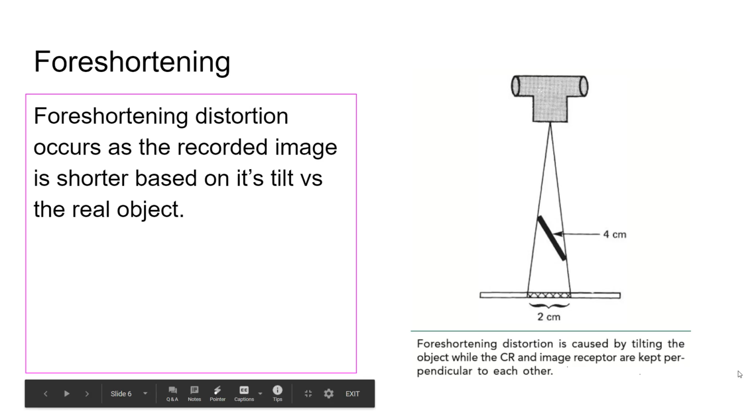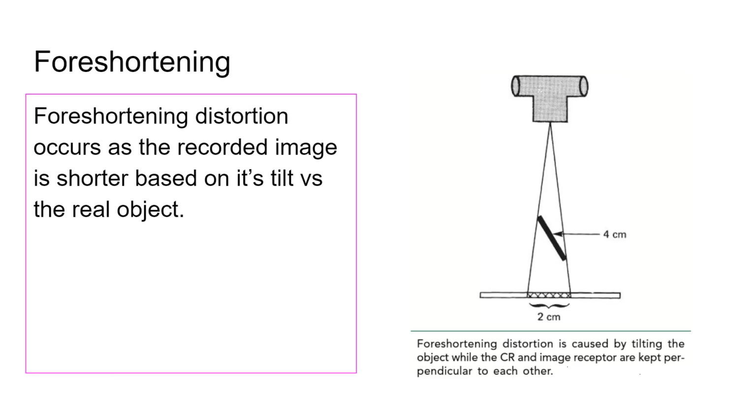Foreshortening is the other type of shape distortion, right? This is where things kind of get compressed. You can see here, because the object is tilted, it's no longer perpendicular to the tube. This is also somewhat scary in that on the image, something shows up a lot smaller than it really is. So if that's pathology, it looks like there's not as much of it. I wouldn't like that. Let's just cut out part of it and leave the rest in. Not good.